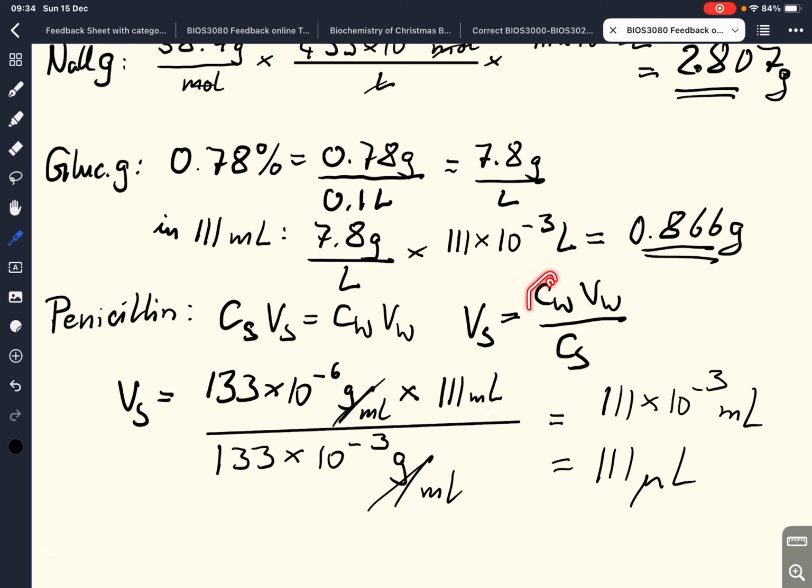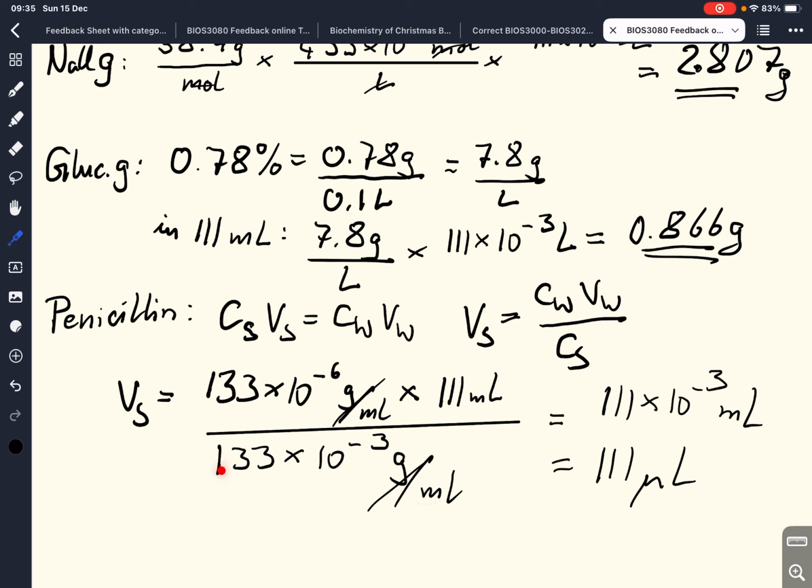That is CW VW divided by the concentration of the stock solution here. That is 133 times 10 to the minus 3 milligrams per milliliter.